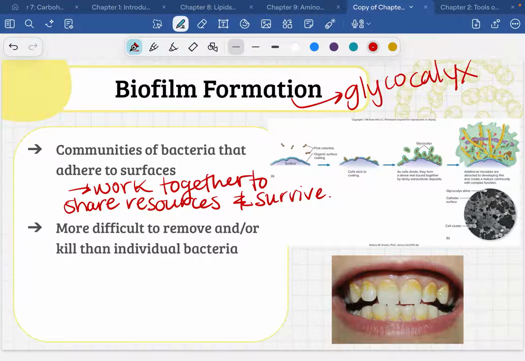So bacteria that form biofilms can be incredibly, incredibly dangerous. And a big part of that is the glycocalyx. Without that, they wouldn't be able to do that.